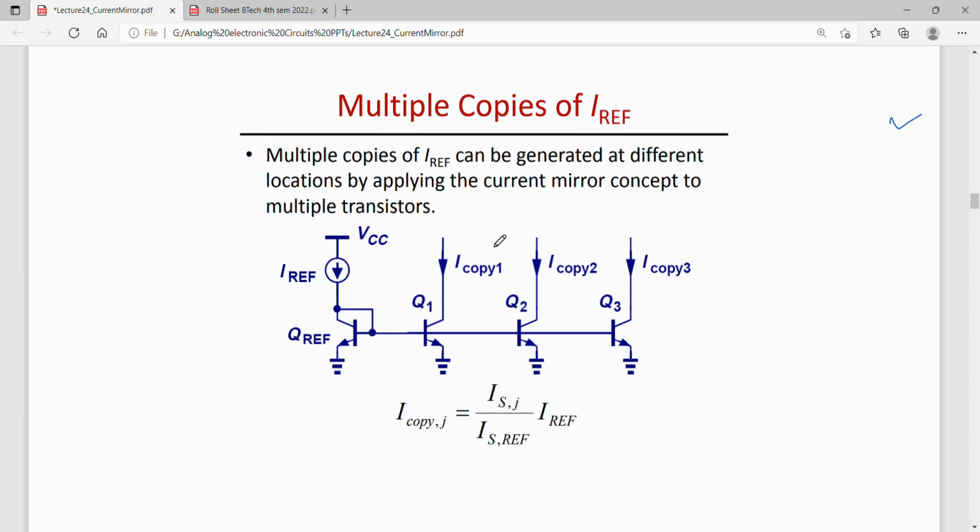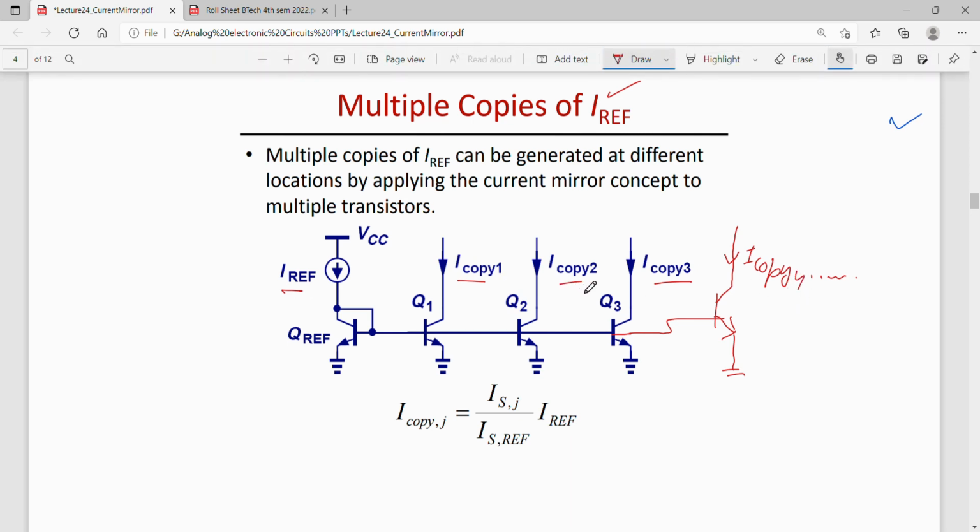Now one can generate multiple copies of IREF, right? Not just one copy, a second copy, a third copy, or maybe a fourth copy. They can be generated by simply connecting all the bases of the transistors together, and so on. So multiple copies of this reference current can be generated, that is, I copy 1 can be equal to copy 2, copy 3, copy 4, which is equal to IREF, by using the same concept.